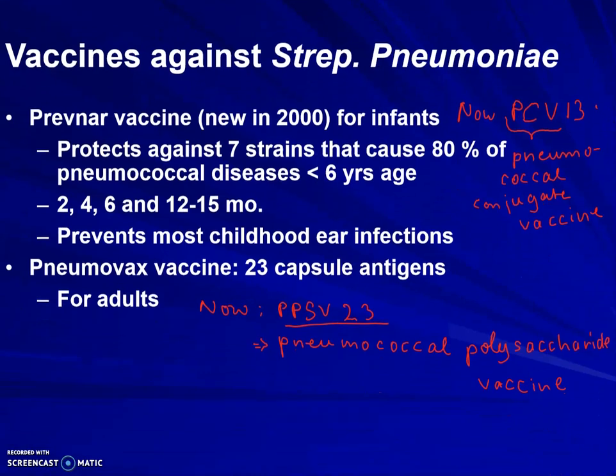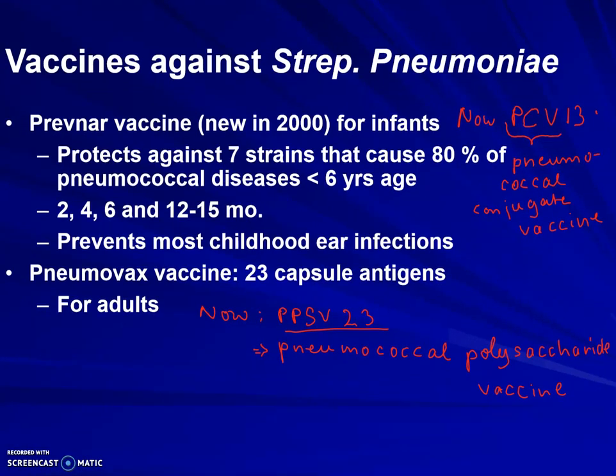Now, let's talk about vaccines. There are 2 vaccines available. The current recommendation is what I put over here in red. So the CDC recommends for children the new PCV13 vaccine. That's right here. And PCV stands for pneumococcal conjugate vaccine. Again, that is the recommendation for children 2 years or younger. They should be getting this vaccine.